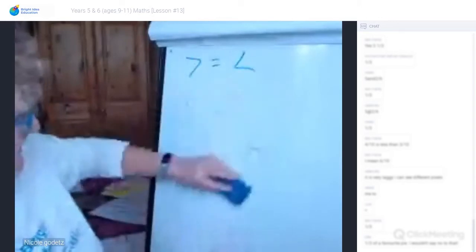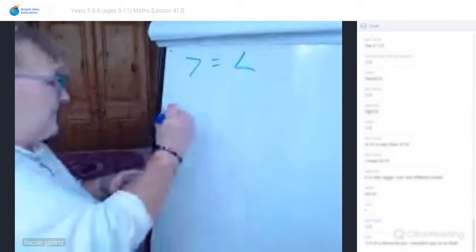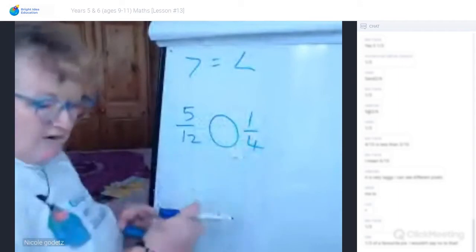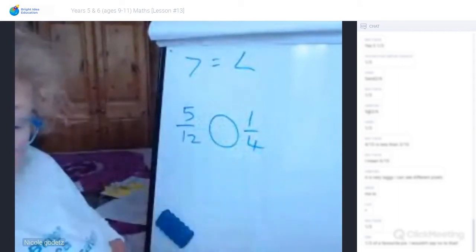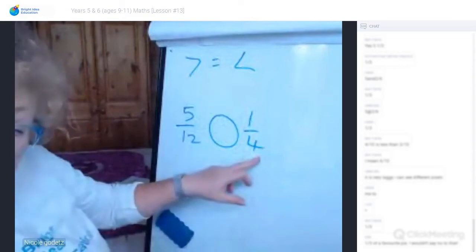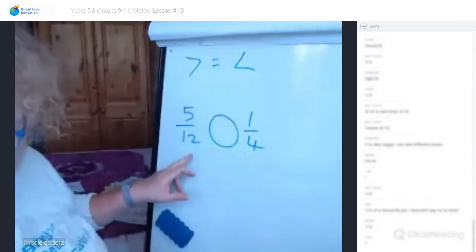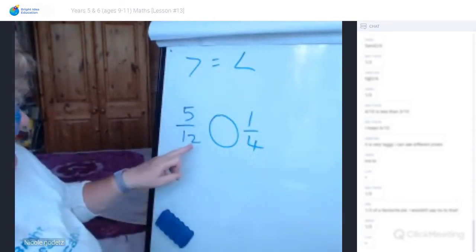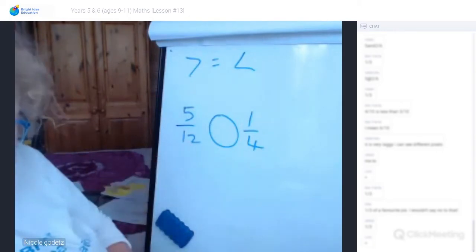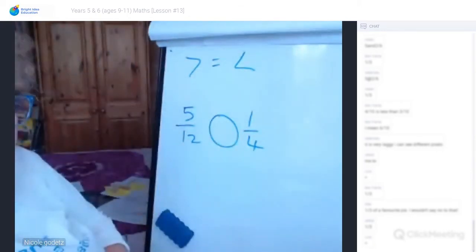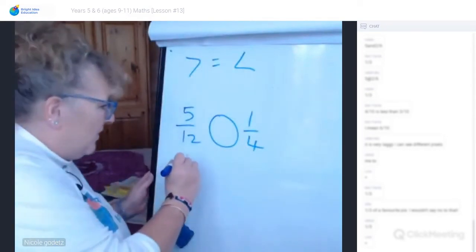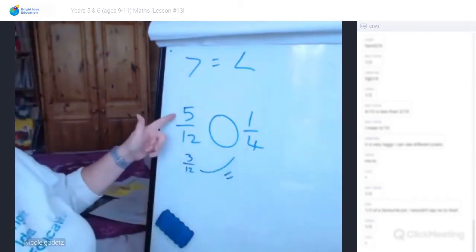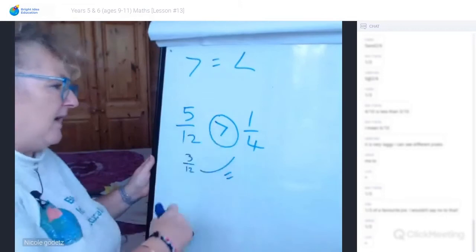Okay, let's have a look at another one. 5/12 and 1/4. Now we can convert this to 12s, or exactly, I wouldn't say I'd have a third of the pie rather than a quarter as well. How many 12ths is a quarter? What's a quarter of 12? We could say, well, I know 3/12 equals a quarter. And I've got 5/12, so it must be bigger.